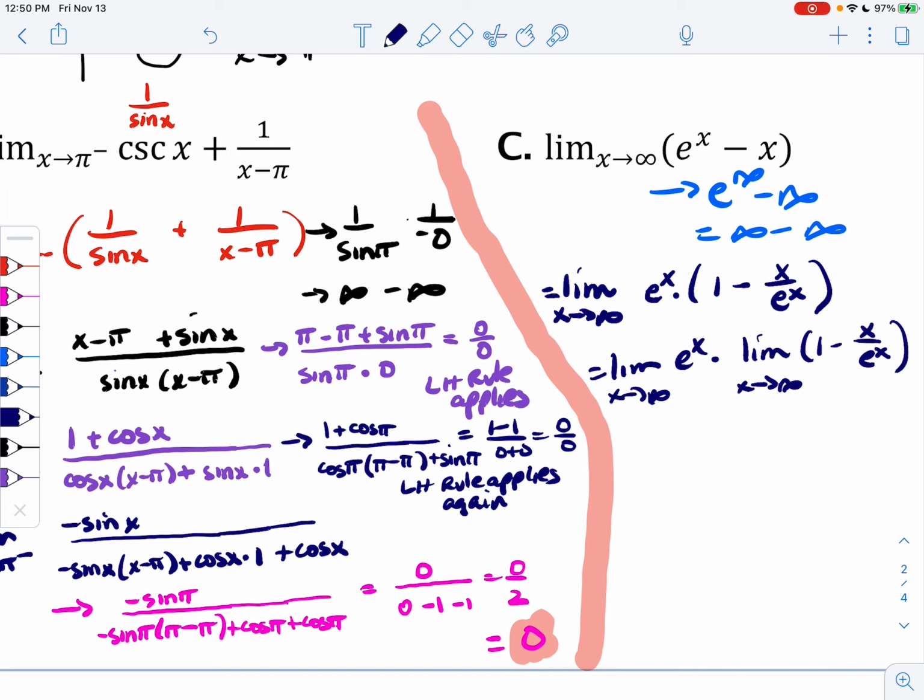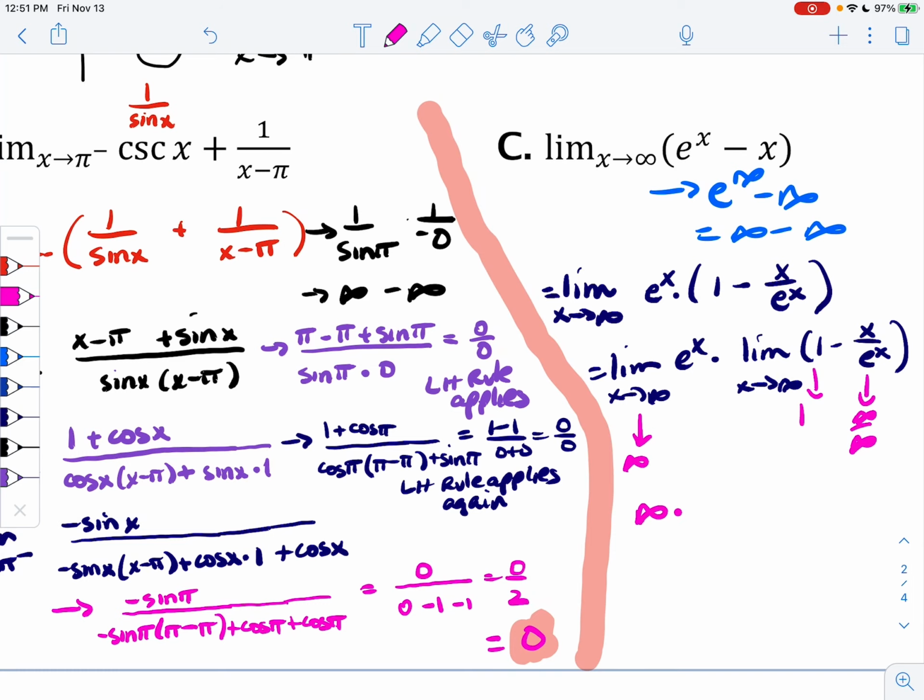We know that the limit of e to the x is going to infinity, but where is the second one going to? We are seeing that this is going to go to the limit of 1 is 1, and the limit of a difference is the difference of the limits. And so we see here that this one is going to infinity over infinity. So L'Hopital's rule applies there. So we're going to employ L'Hopital's rule on this one.